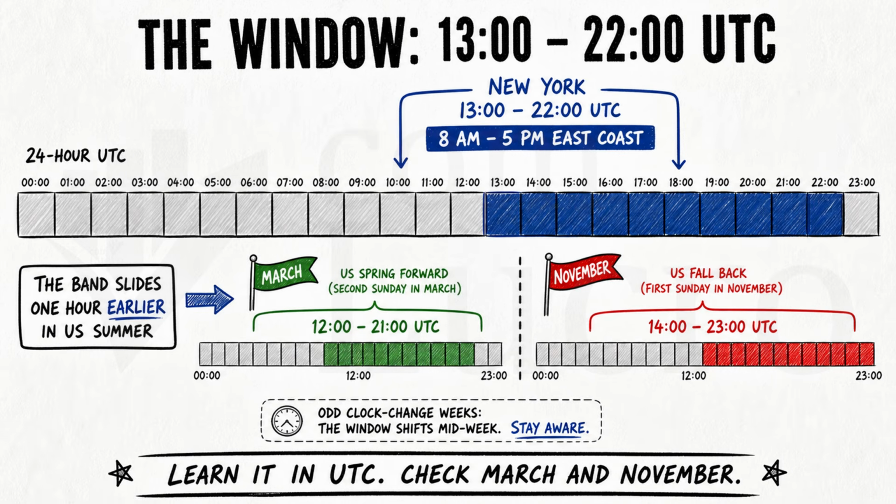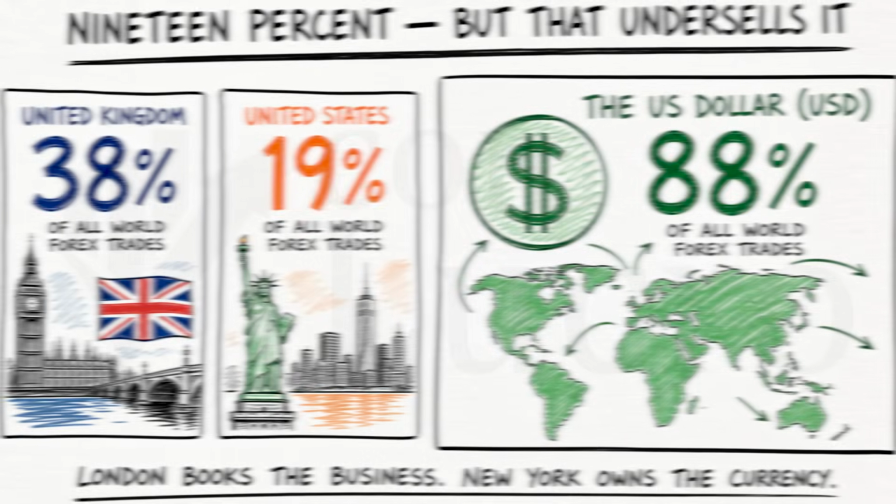First, the window. New York runs from roughly 1300 to 2200 UTC, 8 in the morning to 5 in the afternoon on the American East Coast. And like London, America moves its clocks in March and in November. So through the American summer, the whole session lands an hour earlier in UTC. Same advice as always. Learn your hours in UTC and check the shift twice a year. Between the European change and the American one, there are even a couple of odd weeks where the two sessions slide against each other. Now the size.